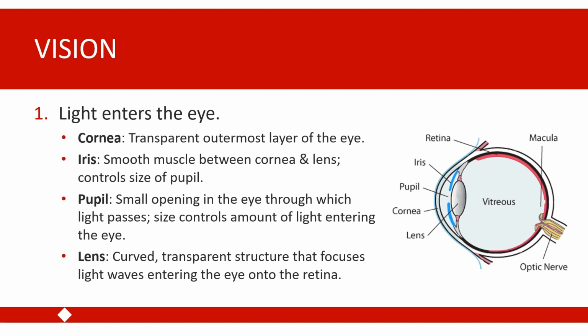And what this does, it controls the size of the pupil of the eye. The pupil of the eye is the small opening in the eye through which these light waves are passing. So because of that, the size of the pupil determines the amount of light that is able to enter the eye. So by controlling the size of the pupil, the iris is controlling how much light is able to enter the eye. And finally, after passing through the pupil, these light waves pass through the lens of the eye. The lens of the eye is a curved transparent structure whose function is to focus the incoming light waves onto the retina, where these light waves will trigger our sensory receptors for vision, our photoreceptors.